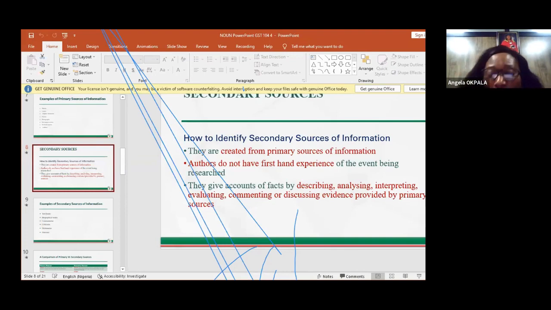Now, looking at one of you, maybe somebody is about to interview President Buhari, and his speech or whatever is going to be in its original form.